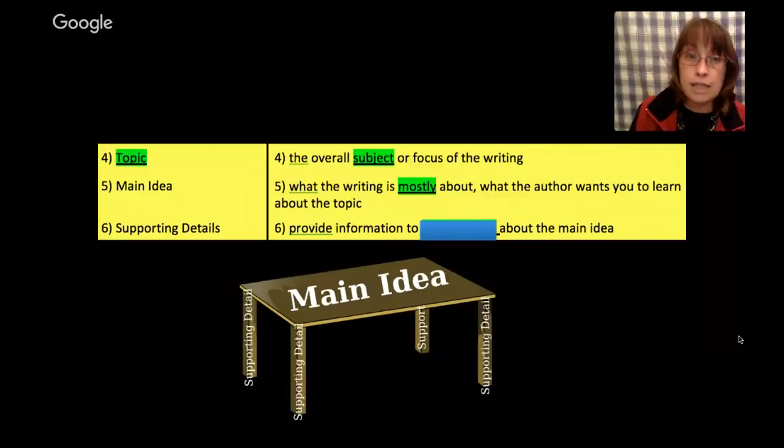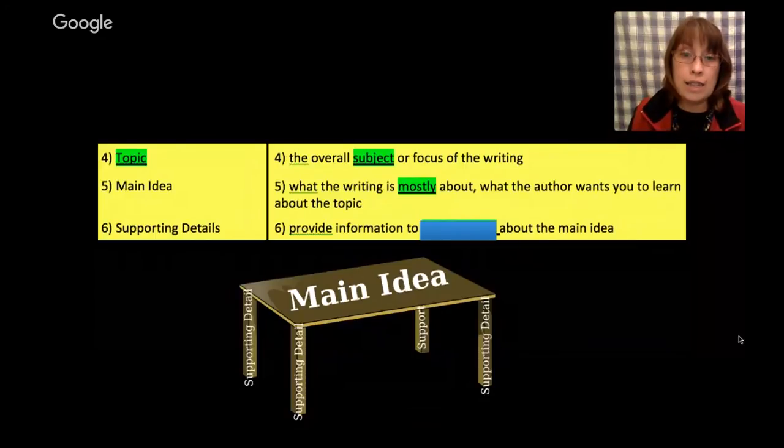If your topic is teenagers, there's a lot of different main ideas you could have there. How to help a teenager be organized would be your main idea. The topic is teenagers. Main idea is how to be organized. So notice that it's an idea under the topic.